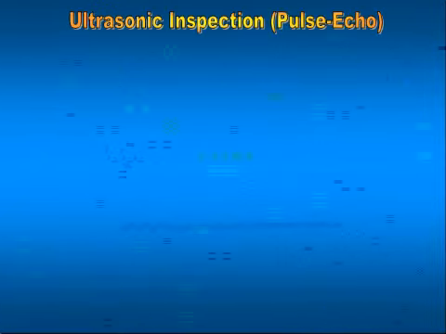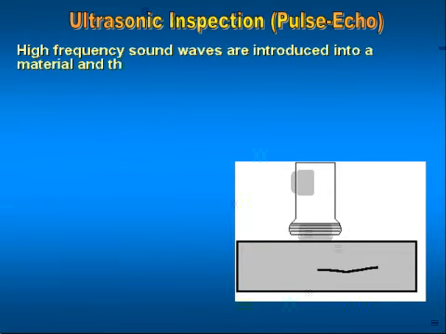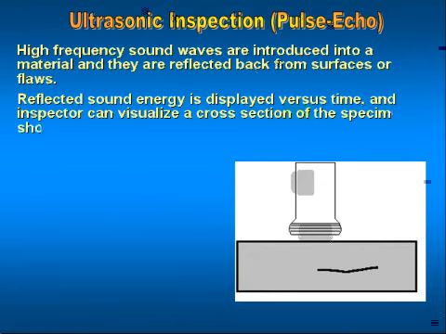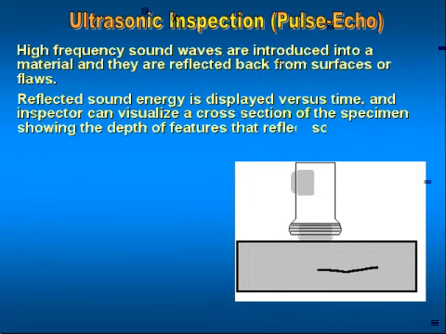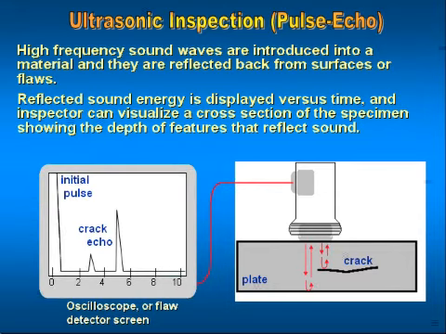Ultrasonic inspection pulse echo technique. As high-frequency sound waves are introduced into a material, the sound waves are reflected back from surface or flaws. On the left is an oscilloscope screen. This screen shows reflected energy that is displayed versus time. This display enables an inspector to visualize a cross-section of the specimen showing the depth of the feature that reflected the sound.